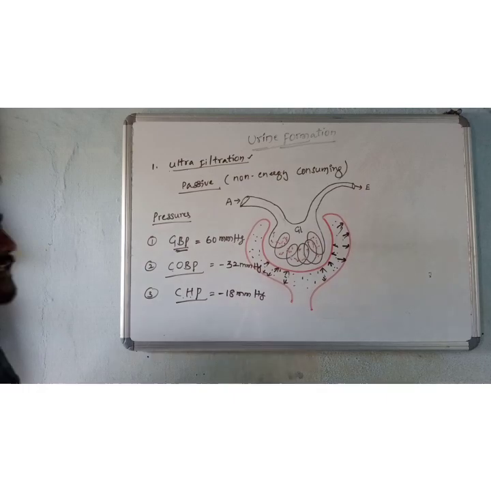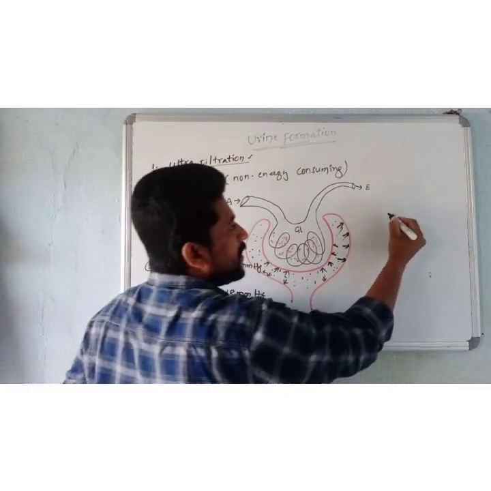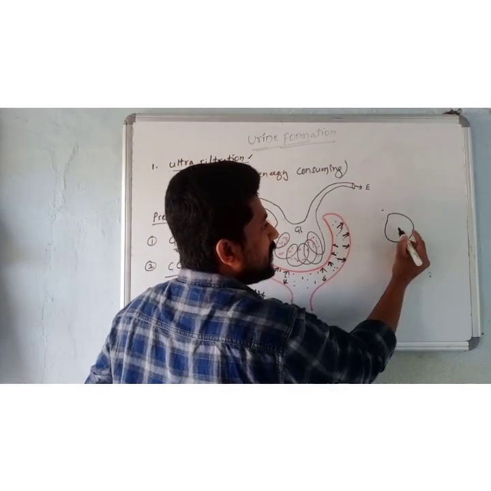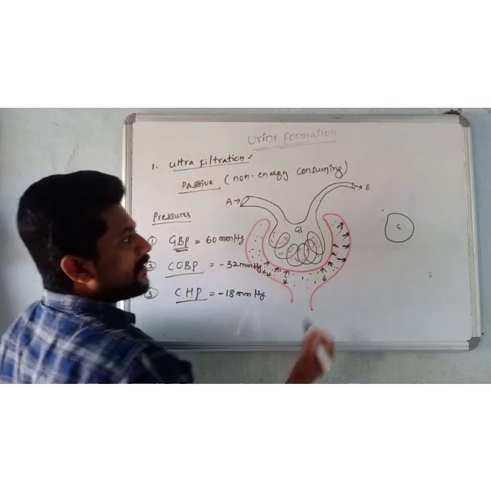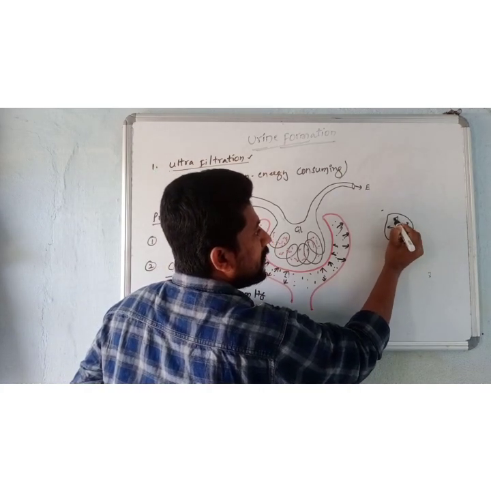Okay, so let's see again the glomerular blood pressure. Here this is a glomerulus, which exerts pressure on the Bowman's capsule.